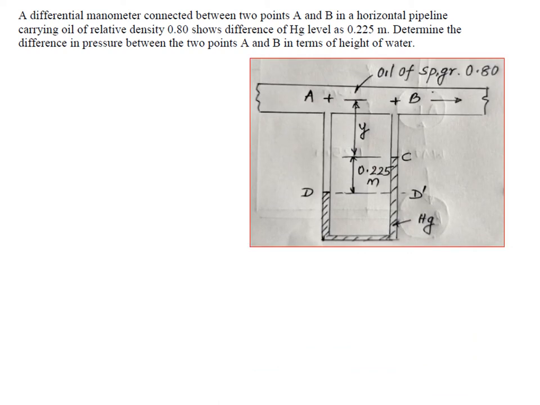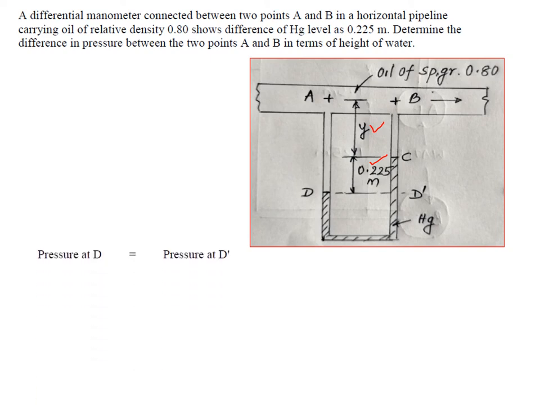As the liquid flows, pressure at A will be more than pressure at B because there is always loss. Because pressure at A is more, this level goes down and this level comes up. So the difference in the mercury level is 0.225 meters. Here the distance is not given, take it as Y. Here oil flows and displaces, similarly here oil flows. Now we know that pressure at D should be equal to pressure at D dash.